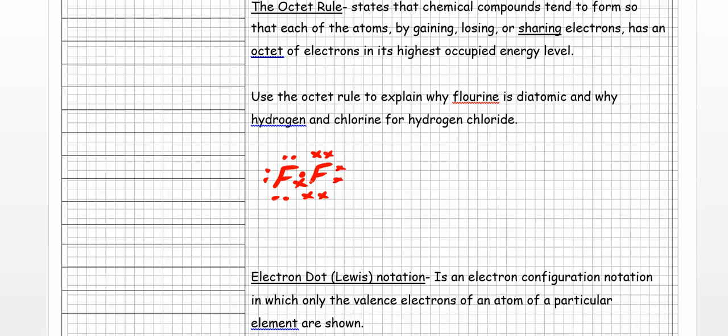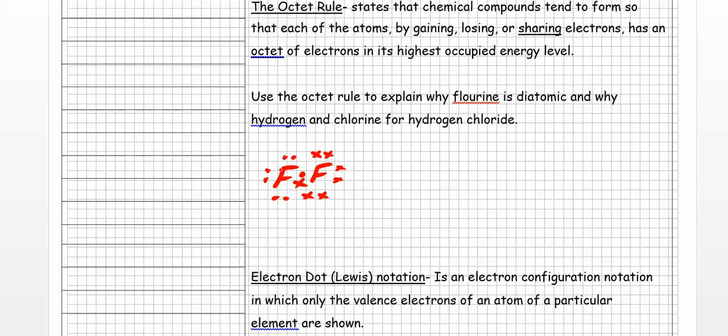Now look what happens in this arrangement. The fluorine on the left feels as though it has 8 electrons around it, even though it only brought 7 electrons to the bond. And the fluorine on the right feels as though it has 7 electrons, with an 8th electron being contributed by the atom on the left. So it feels as though it has 8 electrons as well. So it's a win-win situation for both fluorines, right? Both feel as though they have 8 electrons surrounding them.